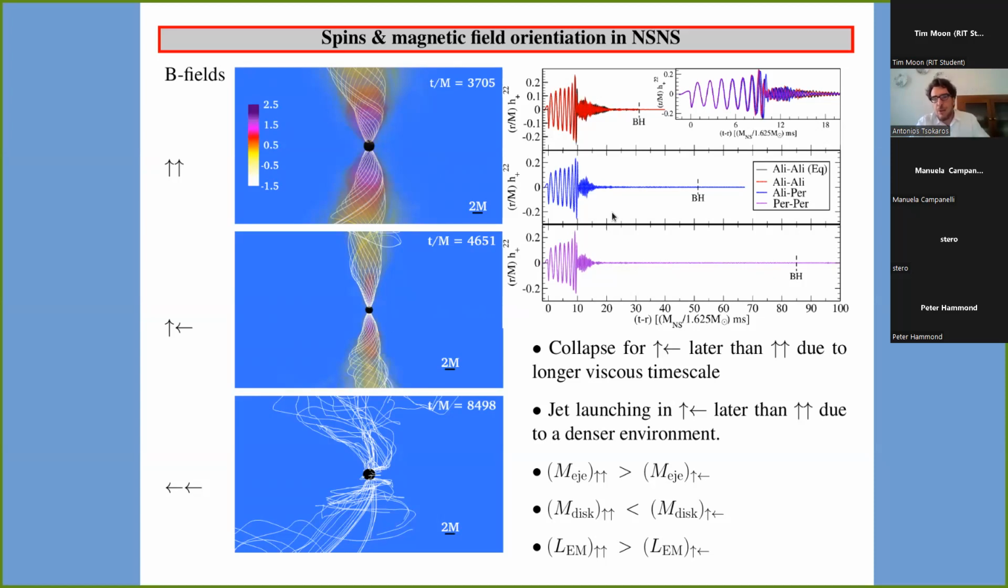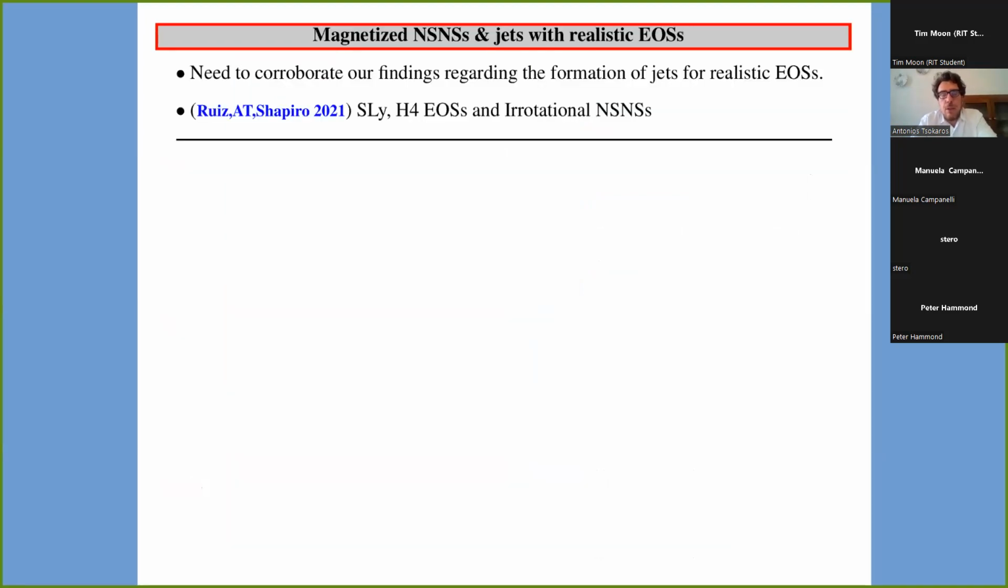One can also see that other properties, for example the ejecta and the luminosity, are larger for the aligned case than for the mixed case. Similarly, the mass of the disk in the aligned case is smaller than the mass of the disk in the mixed configuration. All these simulations had gamma equal 2 polytropes. These are magnetized simulations with gamma equal 2 polytropes.